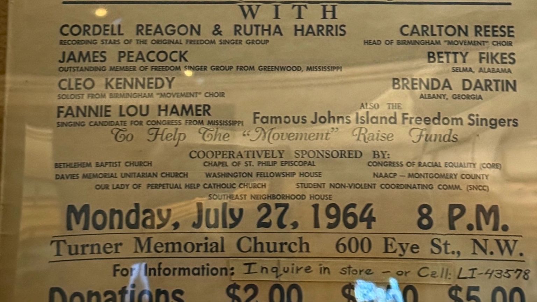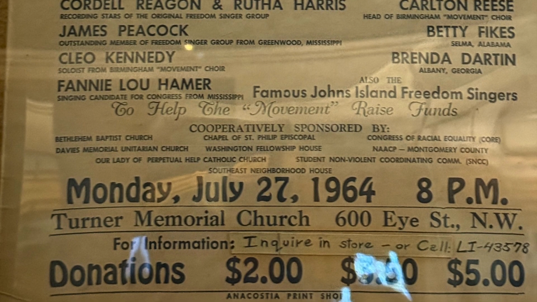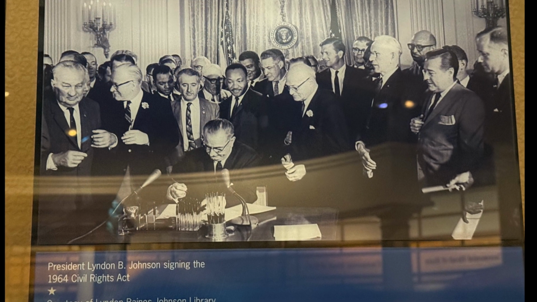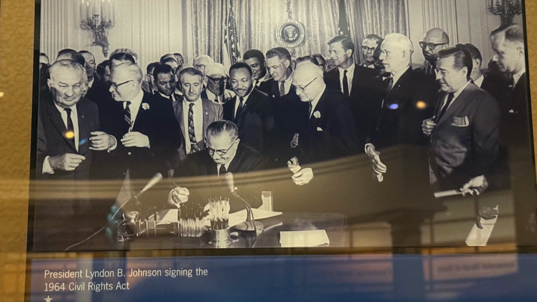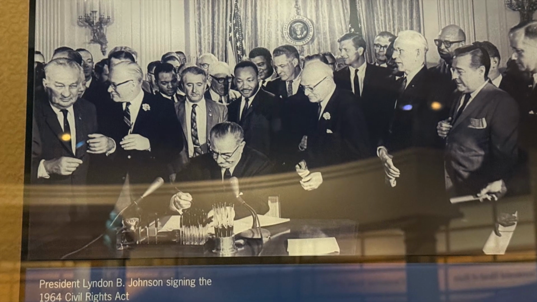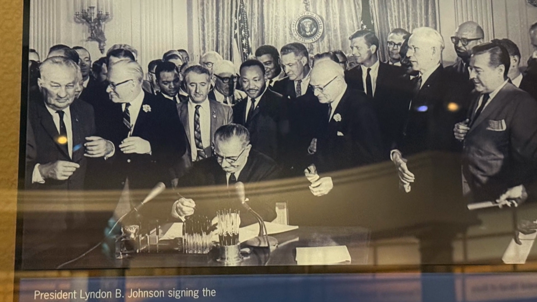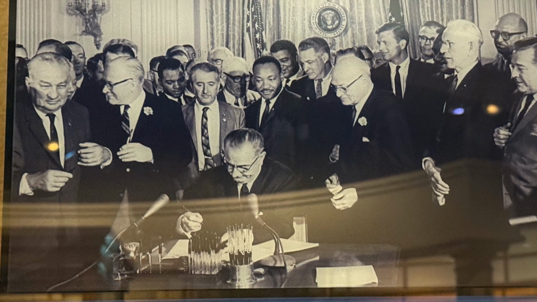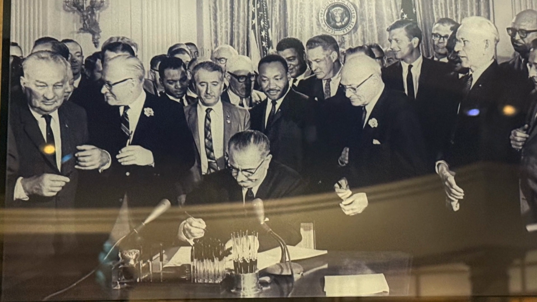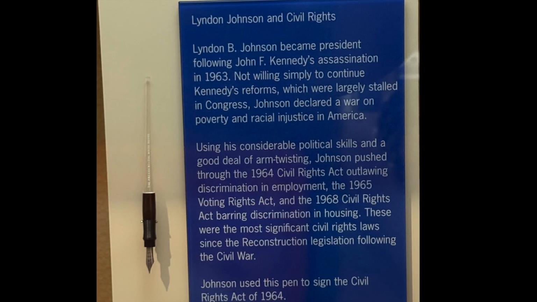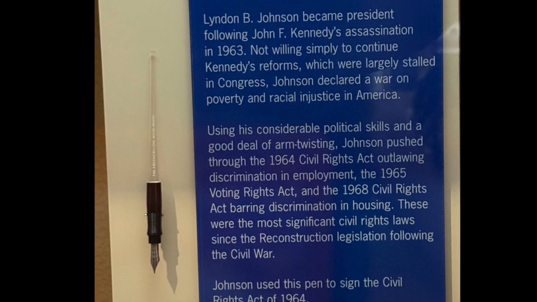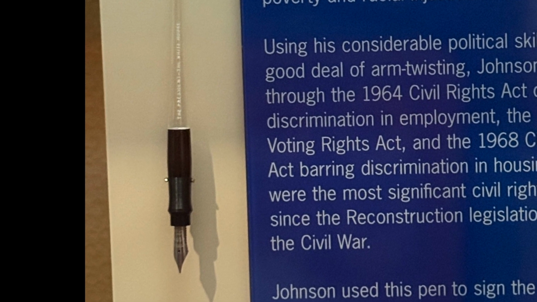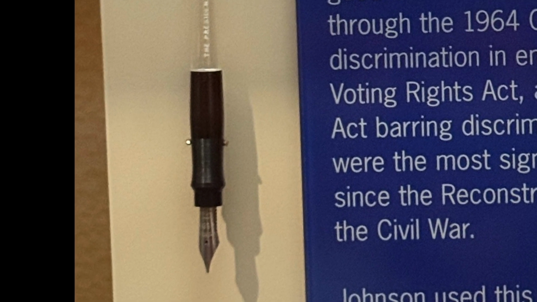Using his considerable political skills and a good deal of arm twisting, Johnson pushed through the 1964 Civil Rights Act outlawing discrimination in employment, the 1965 Voting Rights Act, and the 1968 Civil Rights Act barring discrimination in housing. These were the most significant civil rights laws since the Reconstruction legislation following the Civil War. Johnson used this pen to sign the Civil Rights Act of 1964.